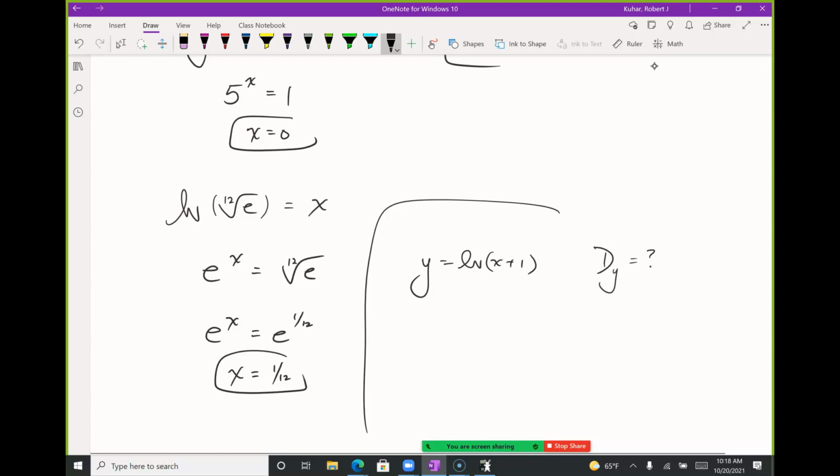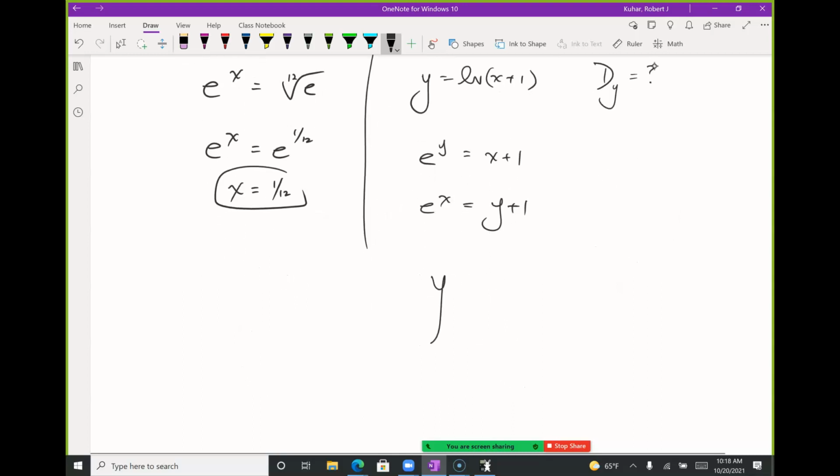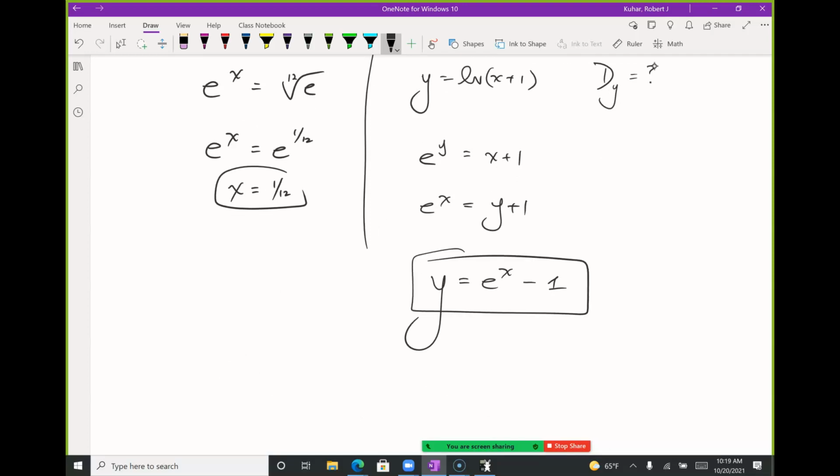Okay. What's the base? The base is e. Good. The exponent is my y, and the argument is x plus 1. Nice. Remember, I'm switching x's and y's here, so I can switch them anytime. So e to the x is y plus 1. So that means my exponential function is e to the x, all minus 1. And there it is. There's my inverse function.